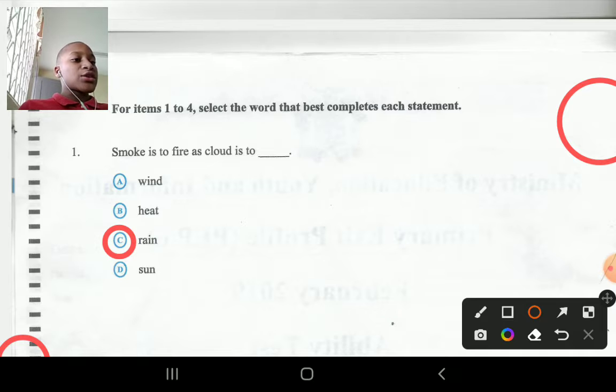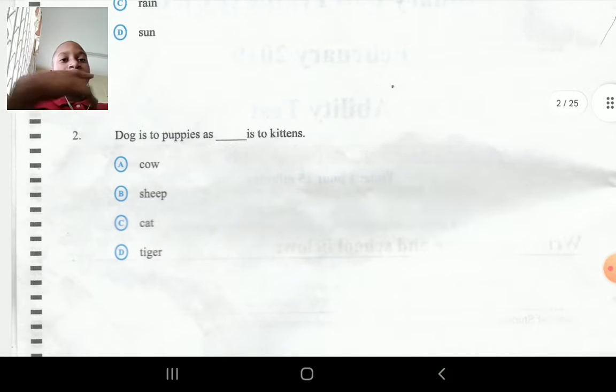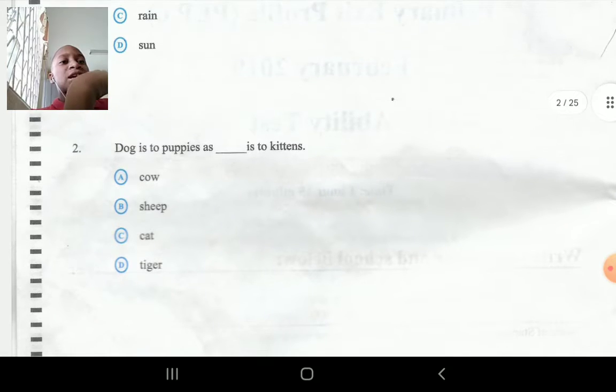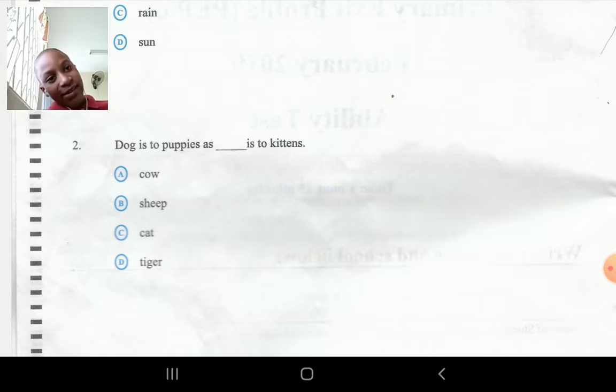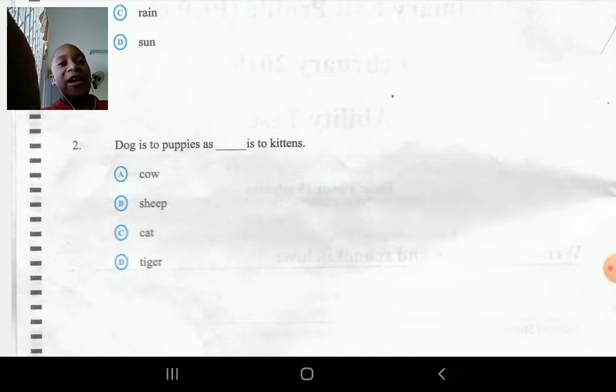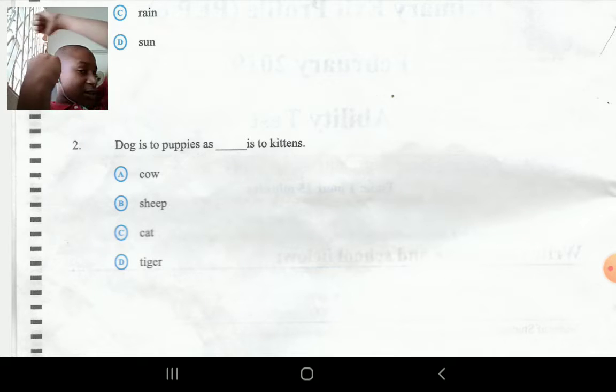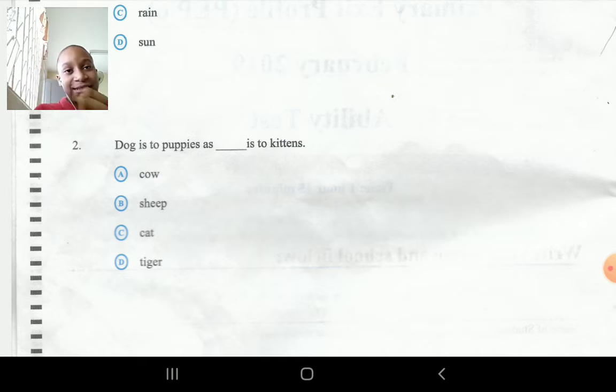Yeah, that was the first answer. C. Dog is to puppies as blank is to kittens. Look at the relationship between dogs and puppies. A dog's smaller version of itself is a puppy, as a cat's smaller version of itself is a kitten.